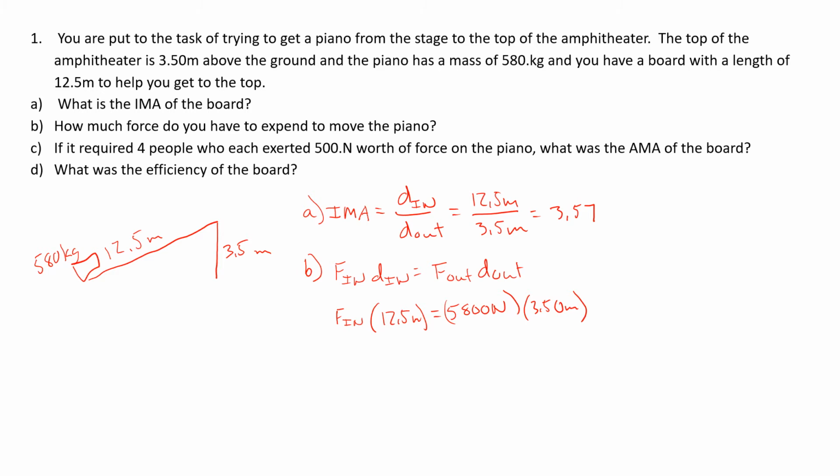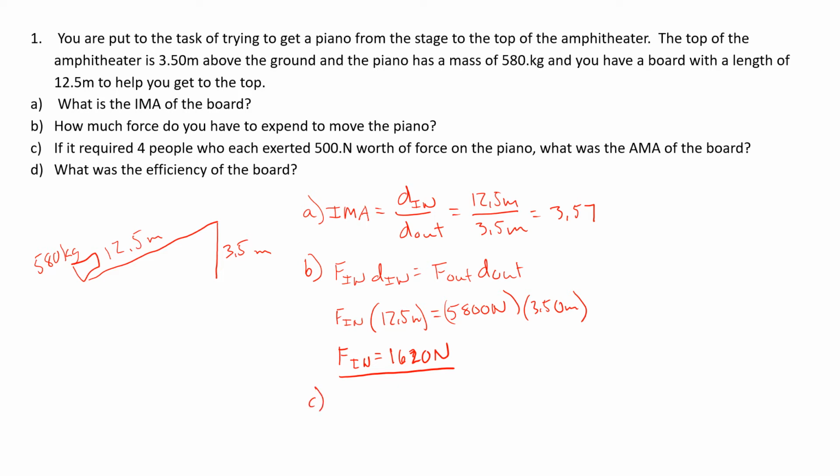So if we solve that, we have 5,800 times 3.5 divided by 12.5, and we get an ideal input force of 1,624.20 newtons, with 3 sig figs. So that means ideally to move this 580 kilogram piano up this ramp, we would need 1,620 newtons.